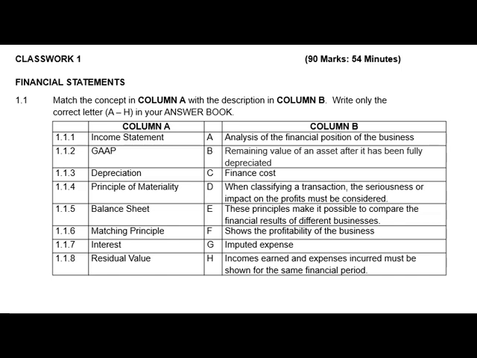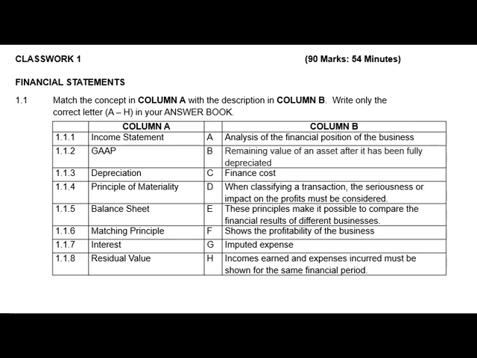This is classwork. I adapted it from a past paper, but I don't remember which past paper it was. And we will be dealing with financial statements. Let's start with 1.1, where you need to match the concept in column A with the description in column B. Write only the correct letter, that is A to H, in your answer book. Well, you can tell from there that I took this from one of the past papers.